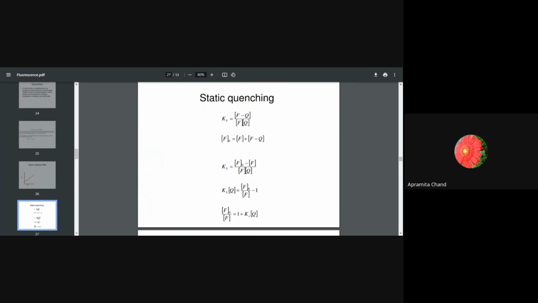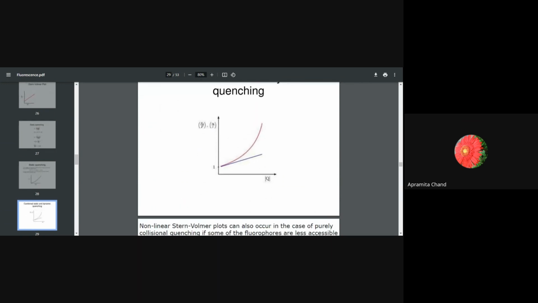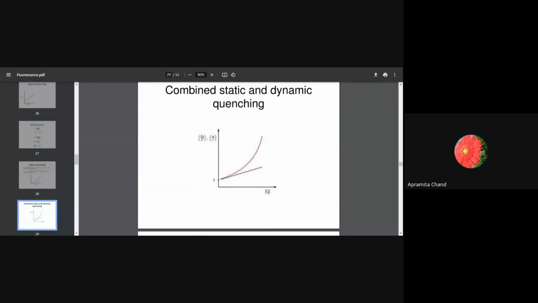There can be different kinds of quenching, like static quenching, or combined static and dynamic quenching. You can just remember this particular plot. This can be a static quenching and the exponential one can be your dynamic quenching. So just remember this diagram. You do not need to go into the details.